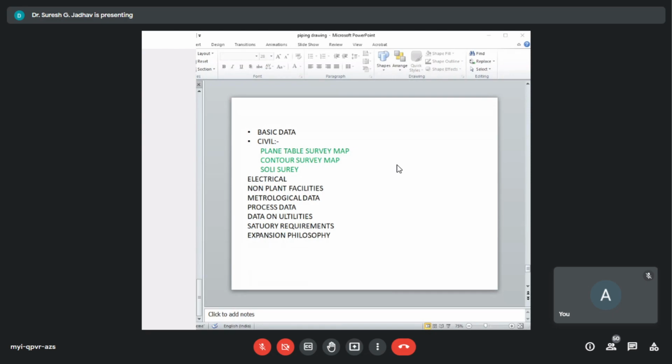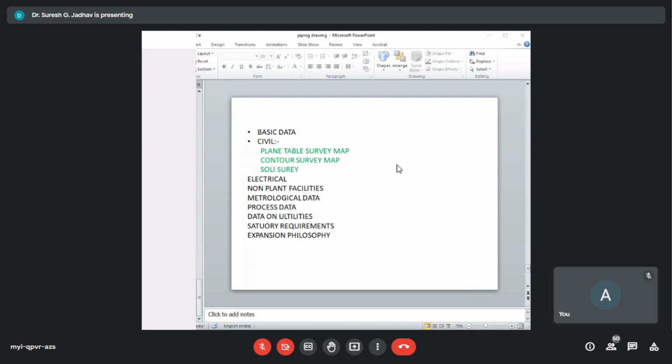Now, next is process data. A lot of data related to the working of the process plant is also required to develop a plot plan, such as the size or capacity of the process unit to work out the area to accommodate the same.